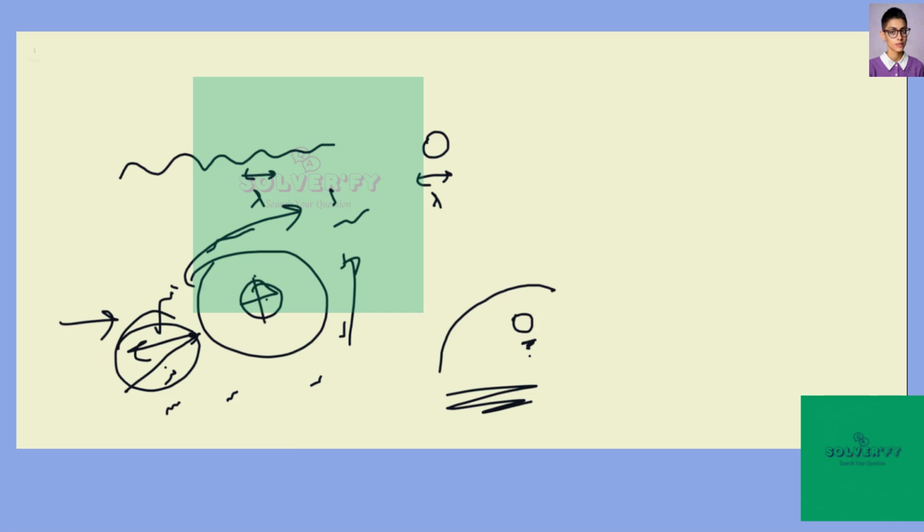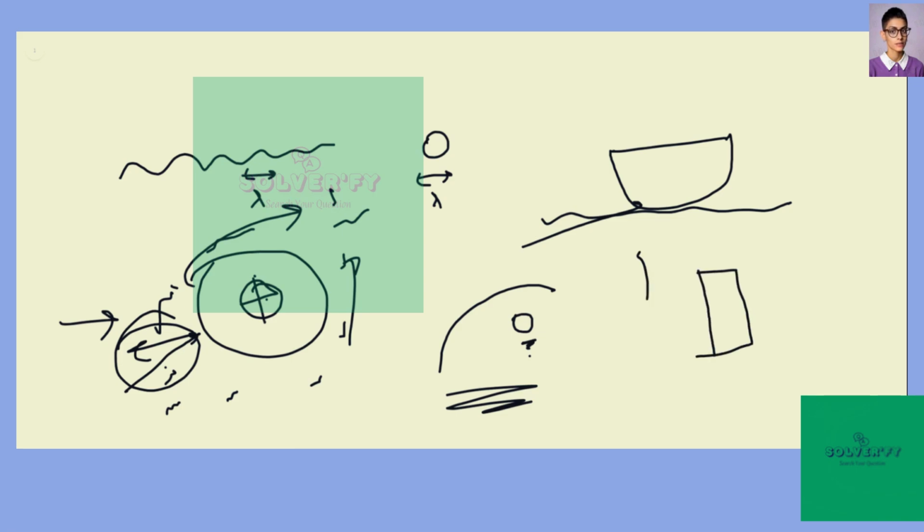A great example is given in the book. Consider a ship that is in water. When the waves hit the ship, if you look at it from above, this is the ship. The waves come in like this, they hit the ship, and after the ship, the waves diffract.